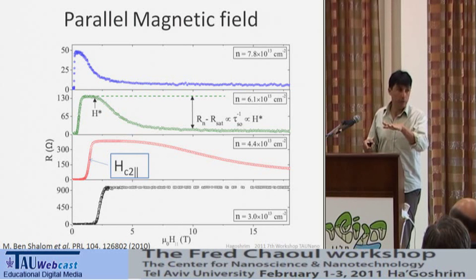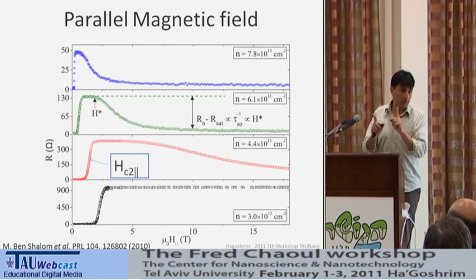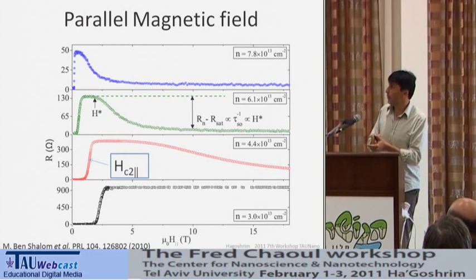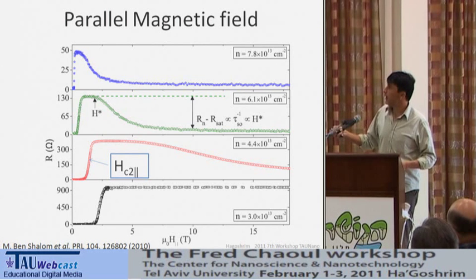But this thing is two-dimensional. So when you apply the field parallel to the plane, you basically align the Cooper pairs. So this is how you break superconductivity. But if you look at the energy scale here, it's very large. So this is 2 Tesla or something.